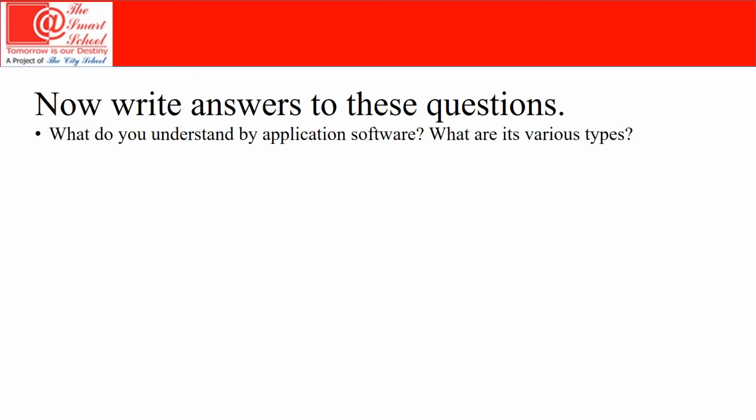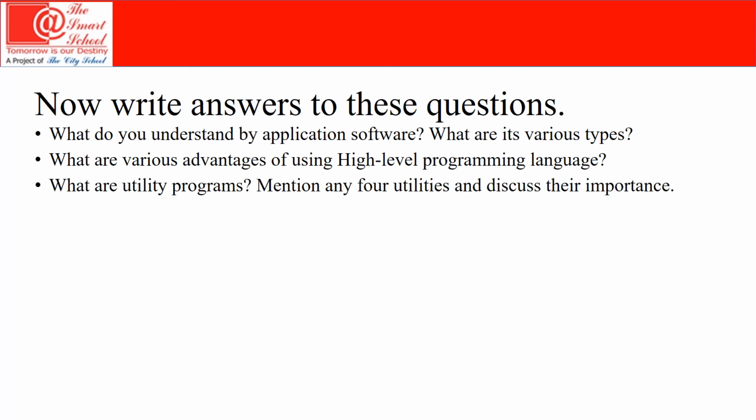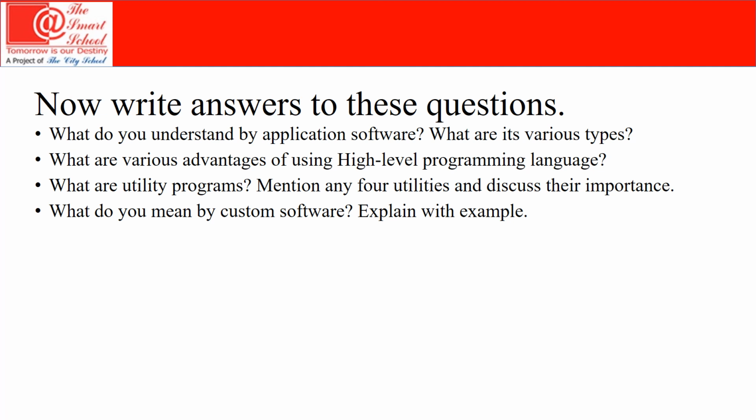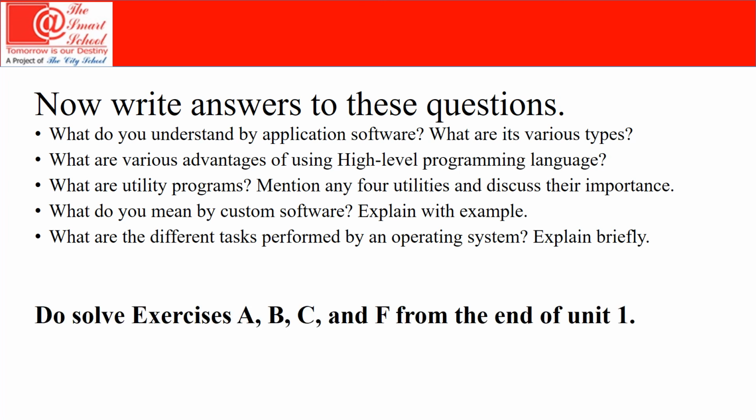What do you understand by application software? What are its various types? What are various advantages of using high-level programming languages? What are utility programs? Mention any four utility programs and discuss their importance. What do you mean by custom software? Explain with example. What are the different tasks performed by an operating system? Explain briefly. You are also required to solve exercise A, B, C, and F from the end of the unit 1.